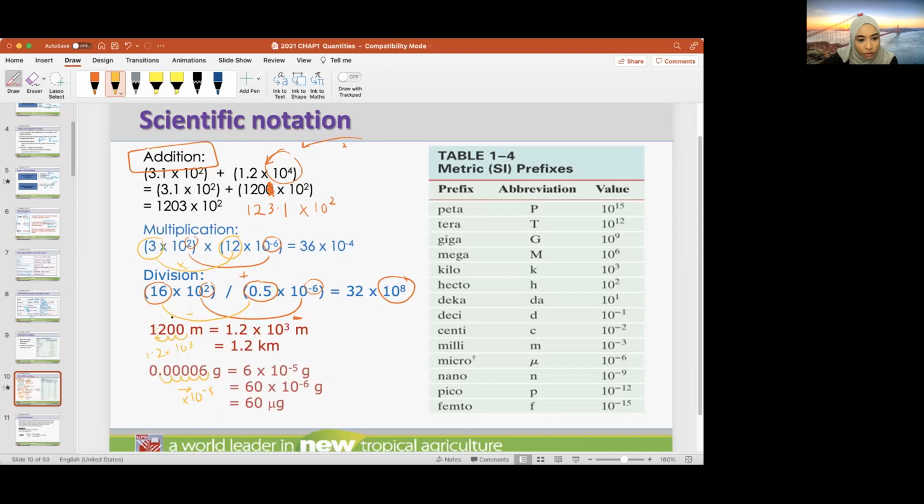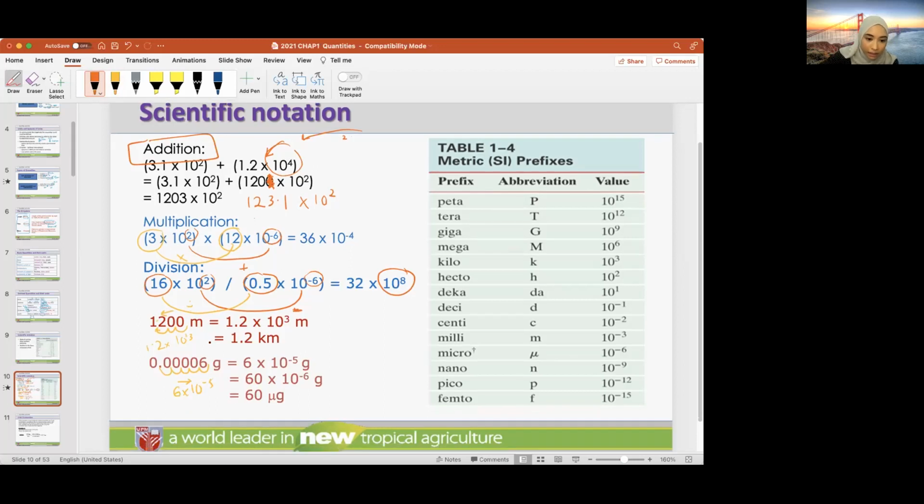And this guy is going to the left. So this guy is minus 5. This guy was a positive. There's a difference here. So it's 6 times 10 to the minus 5. If I wanted to convert back this scientific notation, I can. So 6 times 10 to the minus 5.